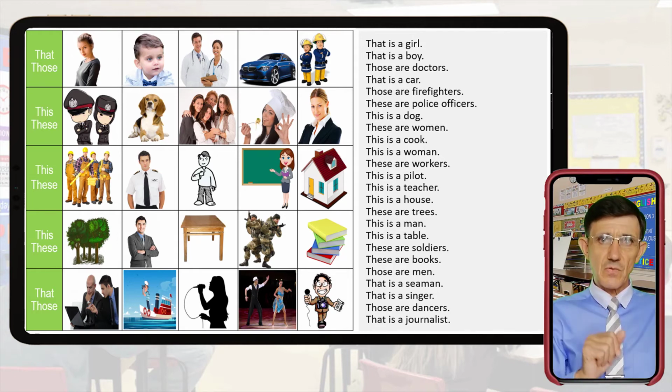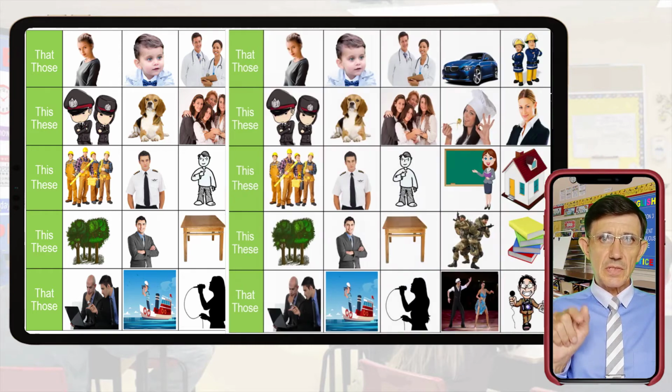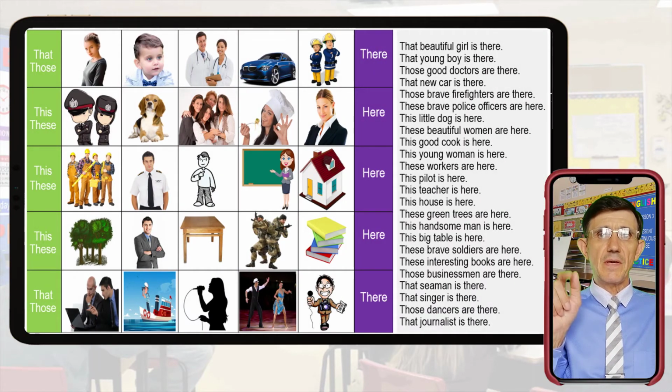On the second lingua card on the right, you will see adverbs. Here, there. If you start from the top row, which is far from you, that, those, there, it will be, that beautiful girl is there. That young boy is there. Those good doctors are there.